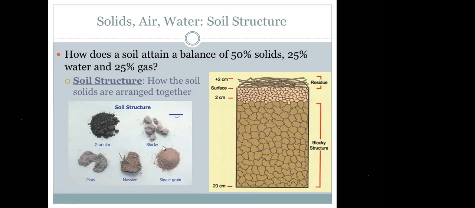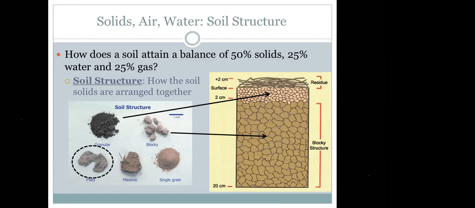Single grain is when the structure doesn't really come together at all. Everything is just an individual diffuse grain of sand, silt, and clay. There's no clumping whatsoever. And then there's platy structure, and that's something that we often find in urban soils. So granular structure, again, is very common up in the topsoil. Blocky structure is very common down in the subsoils. And unfortunately, platy structure, and to a lesser extent, massive structure and single grain structure, is common in urban areas.